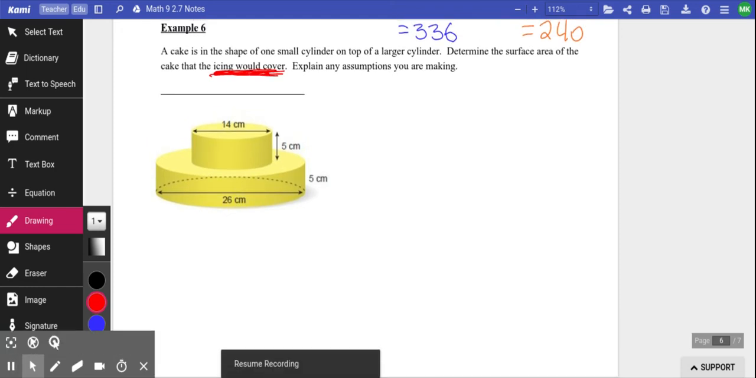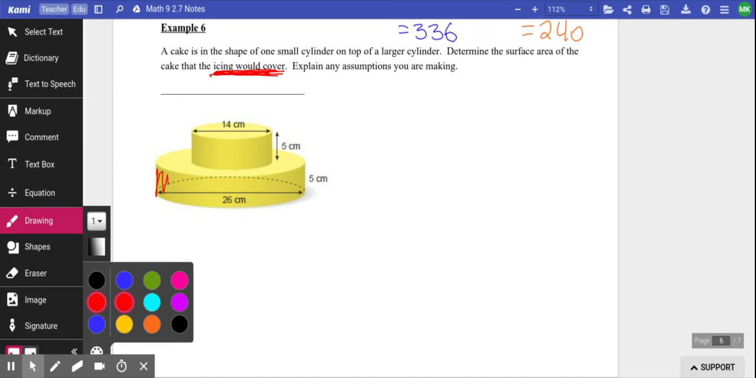If you want to calculate the area that you're icing on this, we'll start with the outside edges because it's probably the easier spot to start. On the bottom layer, you have this outside edge around here that I'm going to color in red.